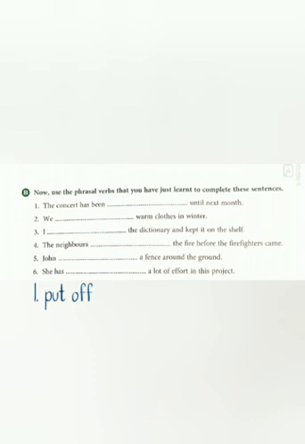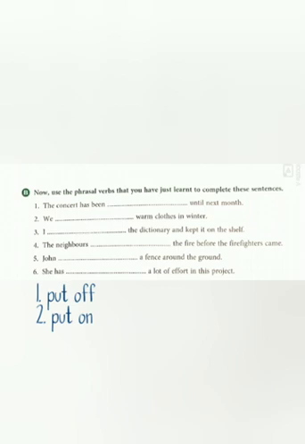Second one. We dash warm clothes in winter. We wear warm clothes in winter. If it means to wear something, what is the phrasal verb we have to use? Yeah, you are right. It is put on. So the right answer is put on. We put on warm clothes in winter.